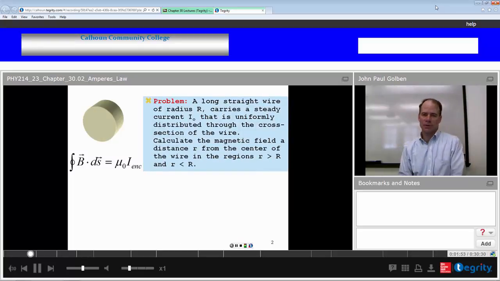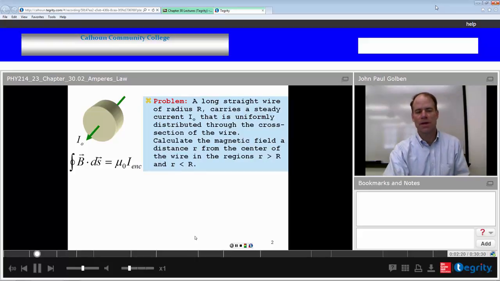Here's an example. A long straight wire of radius R carries a uniform current I naught that is uniformly distributed through the cross section of this wire. Calculate the magnetic field at a distance r from the center of the wire in the regions where r is greater than the radius of the wire and where r is less than the radius of the wire. We're going to use Ampere's law to do this.